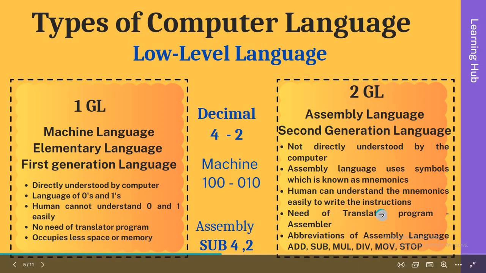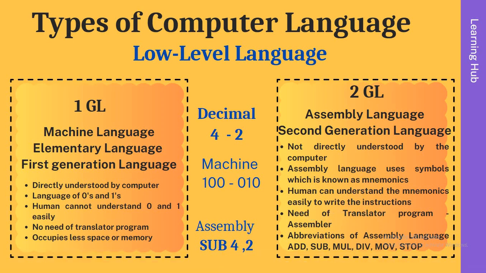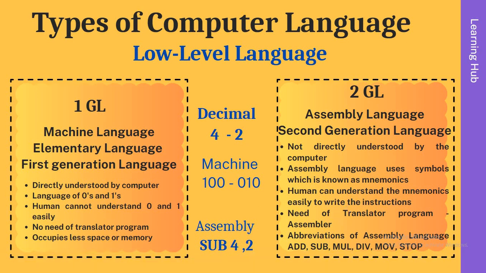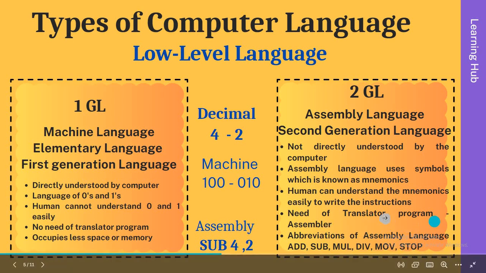A translator program is needed in 2GL. Why? Because a computer can understand only a binary language, that language is 1GL. That's why 2GL is converted to 1GL. We understand this language now. We understand the abbreviation codes: add, sub, mul, div. We understand the 3-letter abbreviation code, but a computer can understand only a 0 and 1 language. That's why a translator program is there.